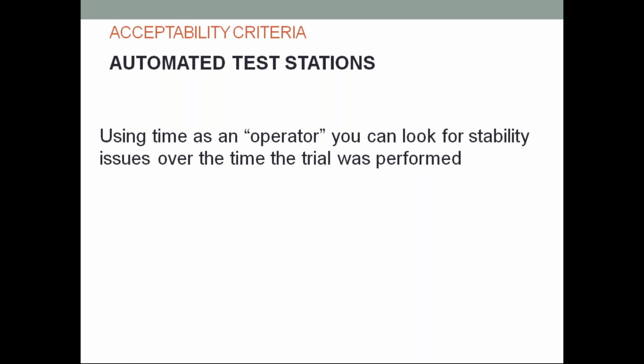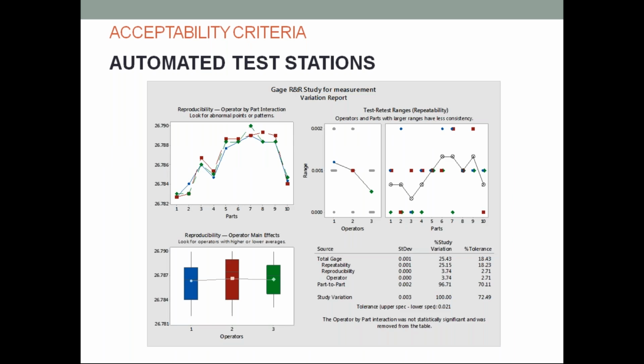Using time as an operator, you can look for stability issues over time that the trial was performed. So in this case, we do it 3 different times, and was it getting better? Was it getting worse? Was it getting higher? Was it getting smaller? Those are the types of things that you can see, and it gives you value on the study rather than just running 10 parts and giving up, or running 10 parts 9 times and giving up and reporting whatever you get. At least it gives you an idea. Is that machine really working the same over a day or maybe even a longer period of time if that's of interest?